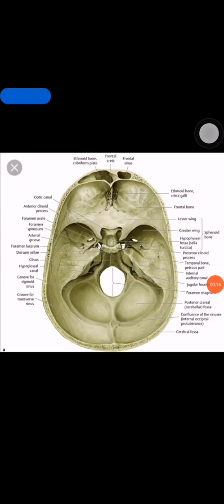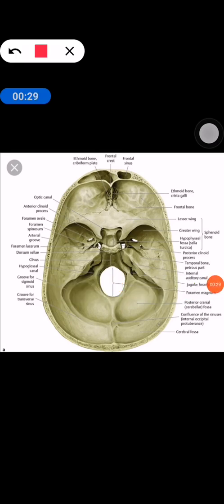Today I am going to discuss about base of the skull. The interior of the base of the skull is divided into anterior cranial fossa, medial cranial fossa and the posterior cranial fossa.